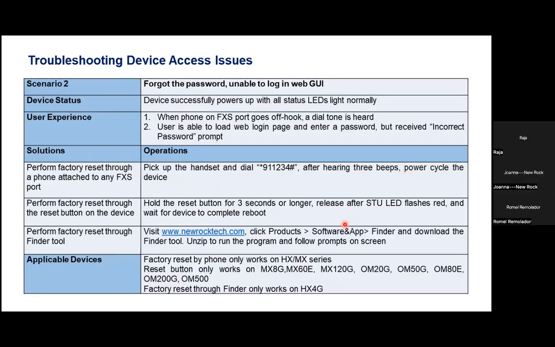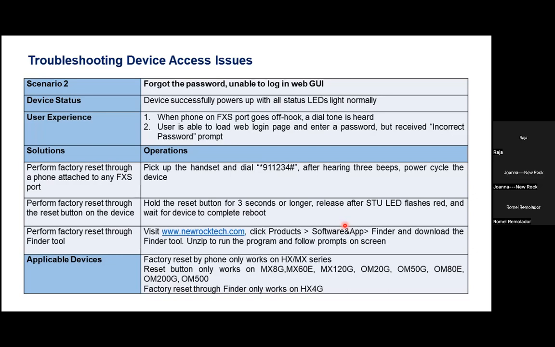Okay, so we have this second scenario, in which the customer, of course, forgets the password. Now they are unable to log in to the web GUI. Generally, the status is that all the LEDs are lighting normally and the device successfully powers up. And the device is also normal in that when you lift the handset, the dial tone is heard. Then you are able to see the web login page and enter a password. However, it shows a prompt that the password is incorrect.